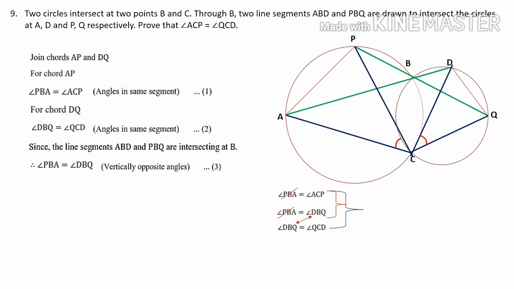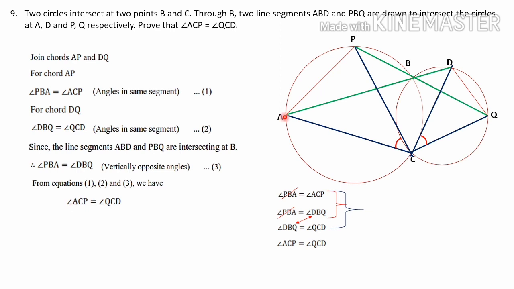Now we have to take the second one. The second one is angle DBQ is equal to angle QCD. Here angle DBQ is the same, so finally we get angle ACP and angle QCD are equal. So we have to write angle ACP is equal to angle QCD by using equation numbers 1, 2 and 3. From equations 1, 2 and 3 we have angle ACP is equal to angle QCD.